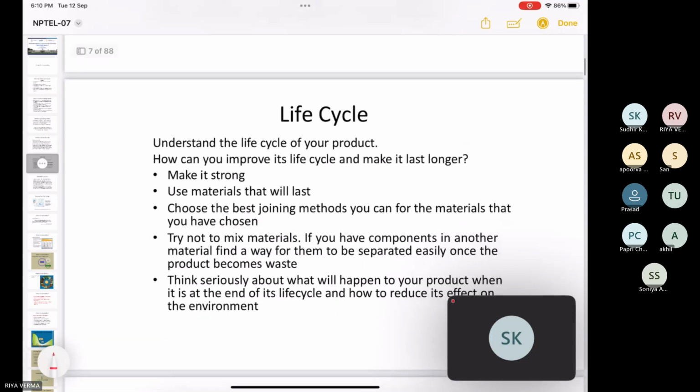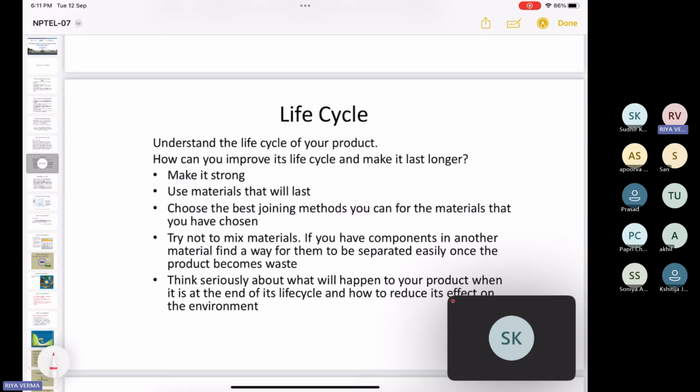Now, understanding the life cycle of your product, this is what we have been discussing so far in all these weeks: what is the life cycle of any product, and how can you improve its life cycle and make it last longer? These are some of the ways in which we can make our product last longer.